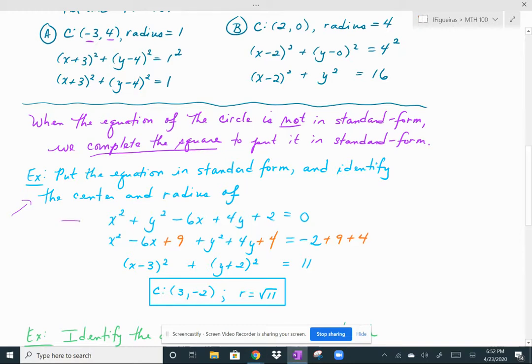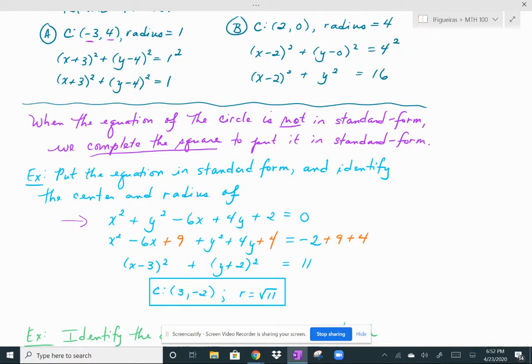And this is what our equation looks like. So that certainly doesn't look like the ones we've been working with so far. It's not the equation of the circle in standard form. I cannot pick out the center or the radius from this equation. All right, so what does it mean to complete the square?